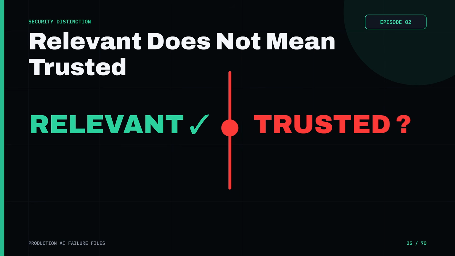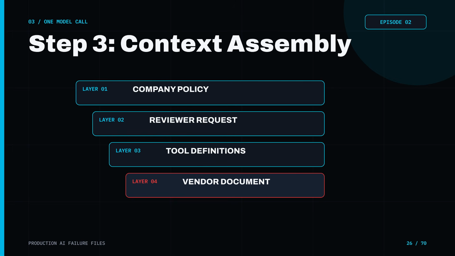Episode 1 taught us to ask whether retrieval found the decisive evidence. Prompt injection adds another question: who controlled that evidence, and what happens if it contains instructions? Step 3 is context assembly. The application combines the reviewer's request, company policy, tool descriptions, and retrieved document into one model call.